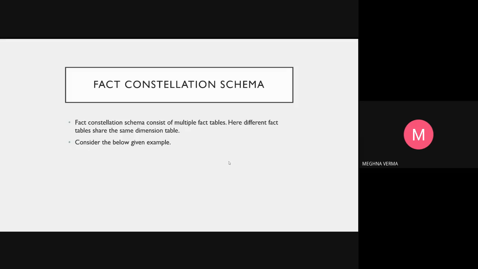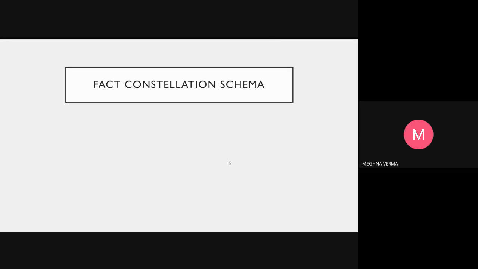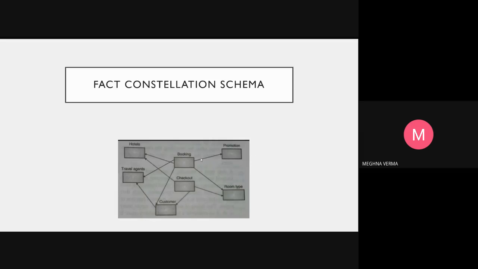The last type of schema is the fact constellation schema. This fact constellation schema is also known as galaxy schema. It consists of multiple fact tables, and many different fact tables can share the same dimension tables. Now we'll see this with the help of an example. Here booking and checkout are fact tables, and hotels, travel agents, customer, room type, and promotion are the dimension tables. So here we can see that booking and checkout share the dimension tables of hotel, customer, and also room type. So this is the fact constellation schema.